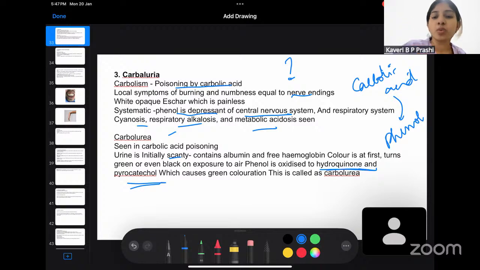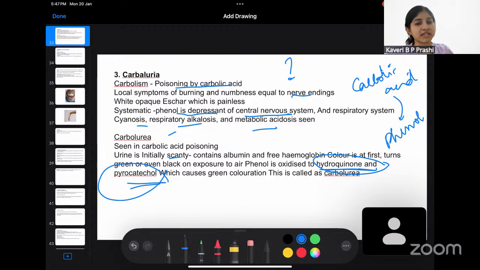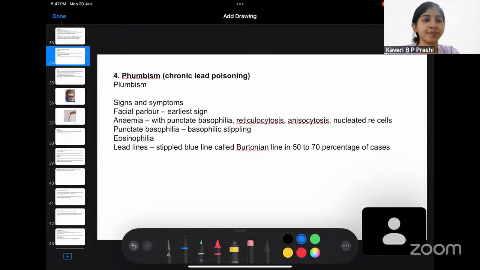From this question, you need to know one part which has to be there in the answer. What is that? That is phenol being oxidized to hydroquinone and pyrocatechol. Because when you mention these words, hydroquinone and pyrocatechol, the examiners are going to understand that you are talking about the compounds that are formed because of oxidation of phenol. And these are going to give urine green color, which is seen in carboluria.